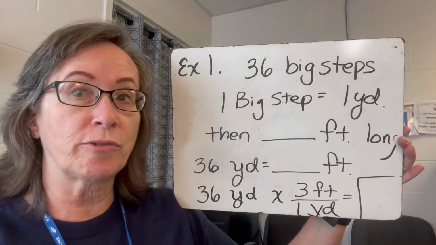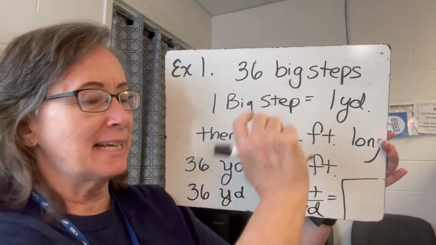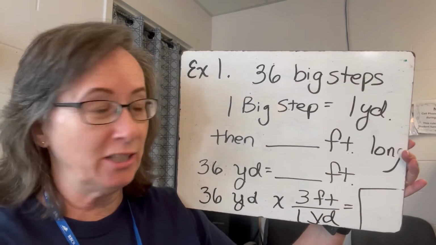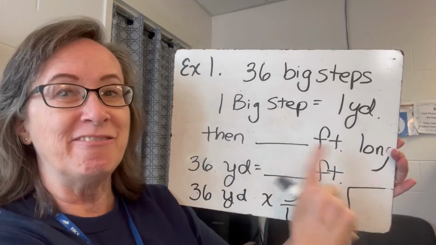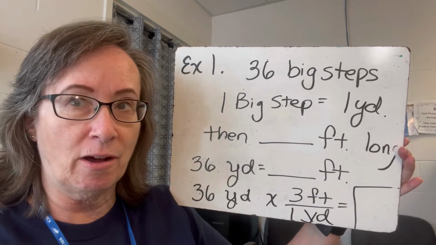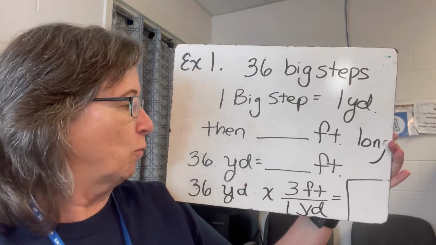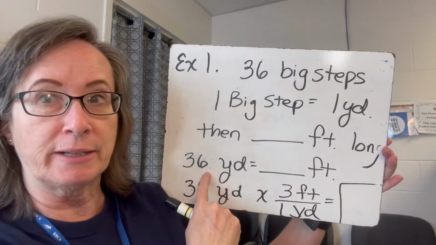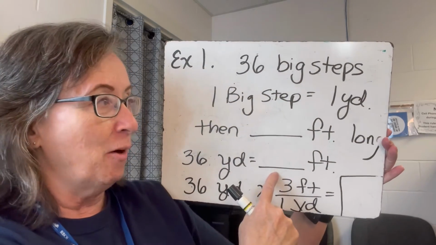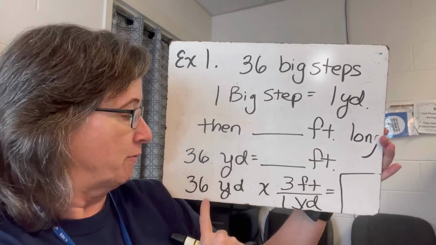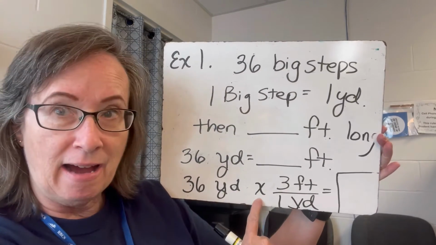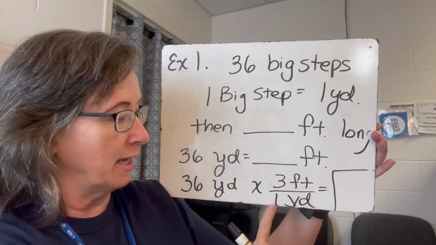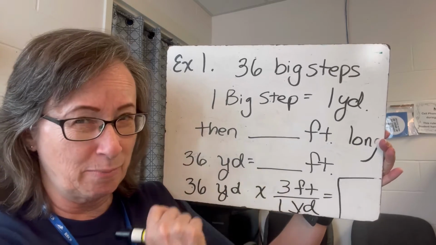Okay, so here's the board for our first problem. There were 36 big steps down the hallway, and they said that each big step was about a yard. So then how many feet long is the hallway? Since each big step is about a yard, the hallway is about 36 yards long. How many feet is that going to be? So we have 36 yards times some constant. Now we know that there are 3 feet in every yard. 1 yard is 3 feet. That's something we should know.